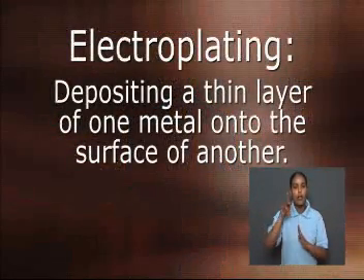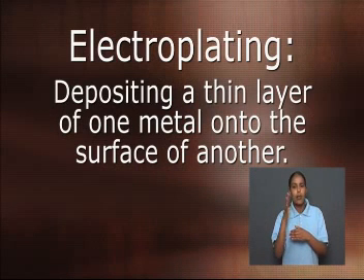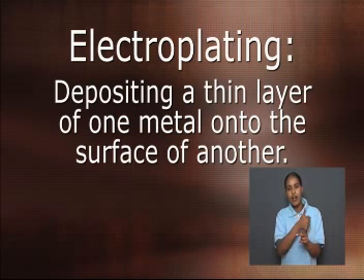Hello again. We already learned that electroplating is an industrial application of electrolysis. Electroplating involves depositing a thin layer of one type of less active metal onto the surface of another type of more active metal. This thin metal coating can provide a layer of protection for active metals that corrode easily.